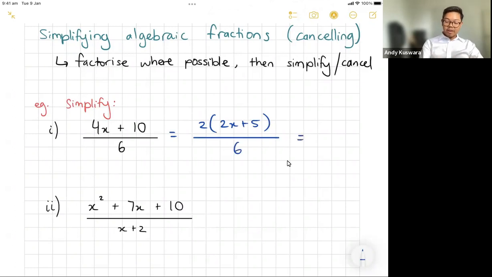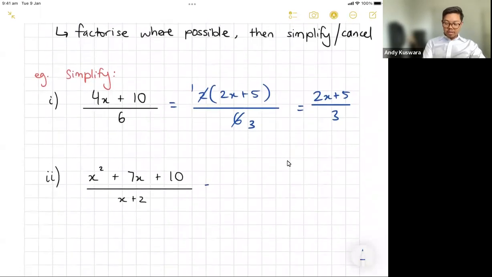Now, only when things are factored can you start canceling things out on top and bottom. So 2 will simplify to a 1, and then the 6 will simplify to a 3. So in other words, I divided the top and bottom by 2. All right, and this leaves me with 2x plus 5 all on 3. That would be my simplified version. Okay, same concept. Let's work with this here.